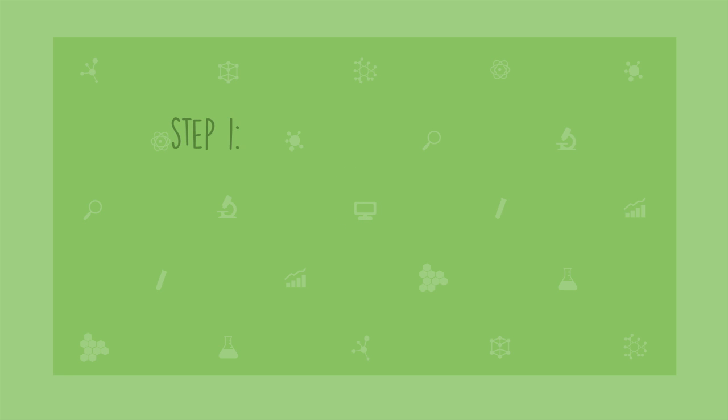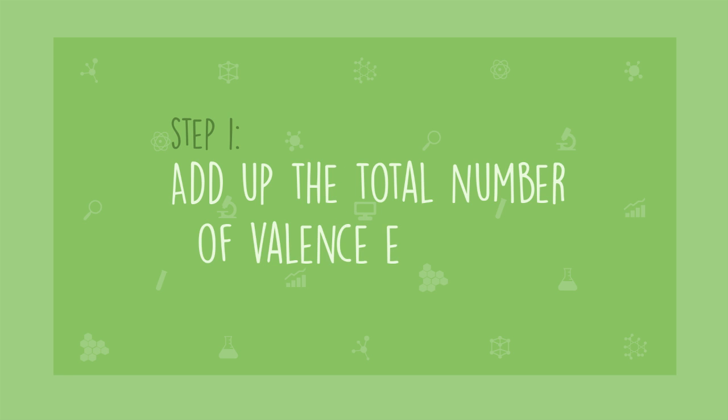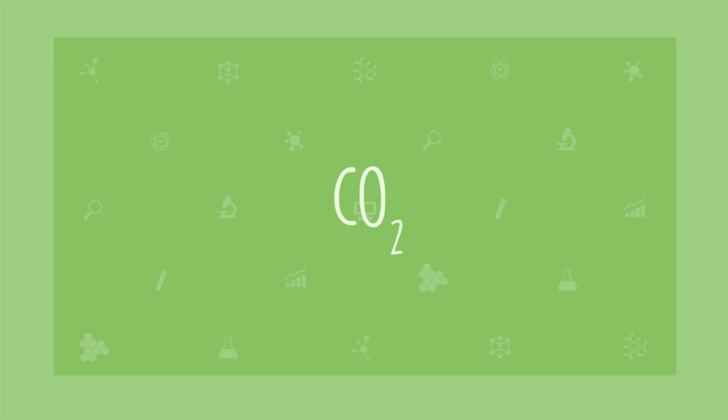So, step 1, add up the total number of valence electrons present. We have 1 carbon plus 2 oxygen atoms. Carbon's in group 4, so it has 4 valence electrons. Oxygen's in group 6, so it has 6 valence electrons. And 4 plus 12 equals 16. So in this case, we have 16 valence electrons to play with.